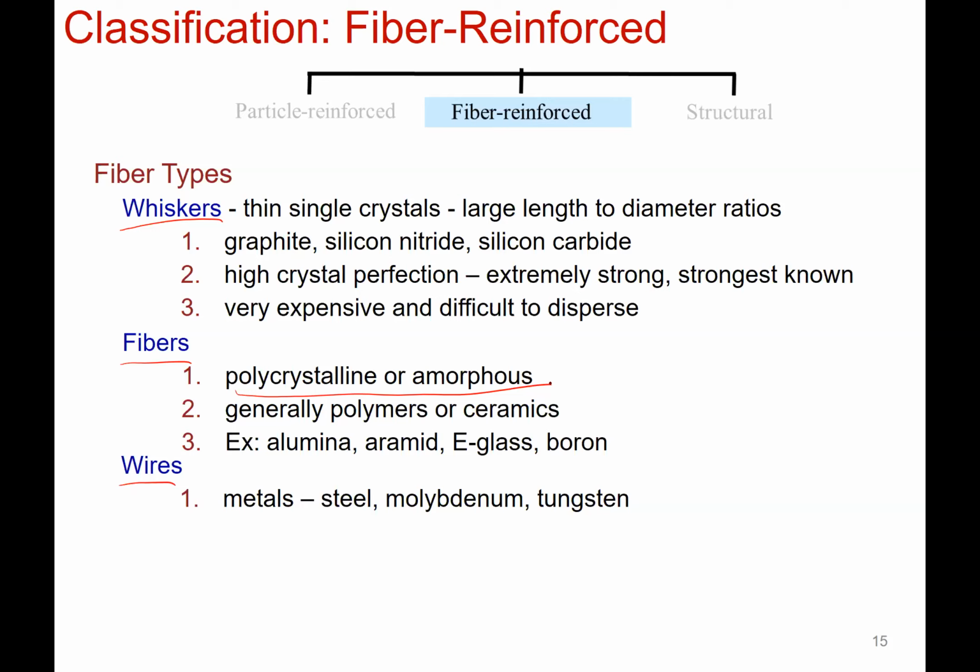For wires, they tend to be metals. You can pull out metals, and so they tend to be more like steel, molybdenum, tungsten. These are some examples of fibers that are in the wire type configuration.